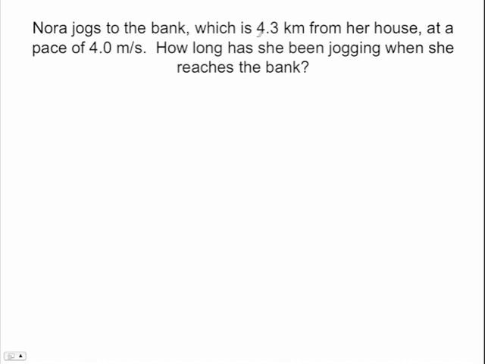So we have 4.3 kilometers. Kilometers are a distance, so that's going to be a D. We have her pace. A pace is just like a speed, but if you don't know that, you see that it has the units of meters per second, so that's just like a velocity or a speed. And so the units give it away, and then it says how long. Okay, so that's a time.